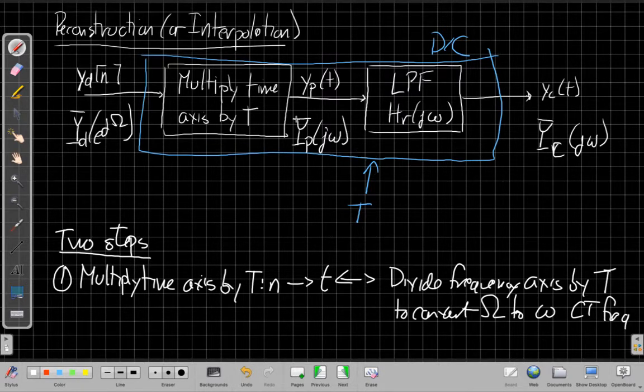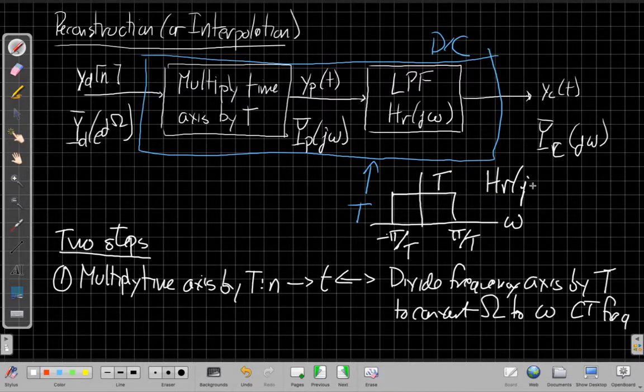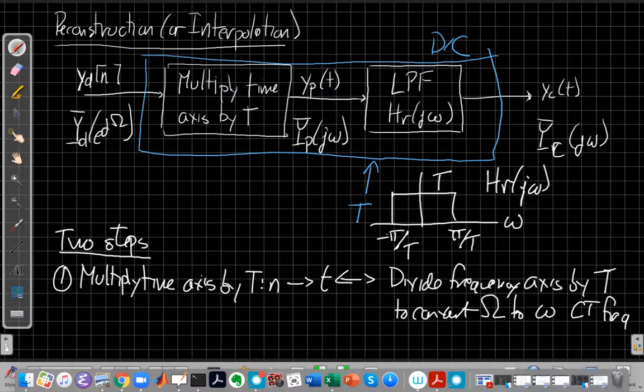And then the second step, we're still going to have something periodic and we just want one copy. So the second step is this interpolation or reconstruction filter. And we'll see that we want to keep the things between minus pi over T and plus pi over T. And we need to apply a gain of T to undo the 1 over T that happened earlier. So in continuous time, this is what we call the reconstruction filter, H sub r of j omega. But it's basically a low-pass filter.